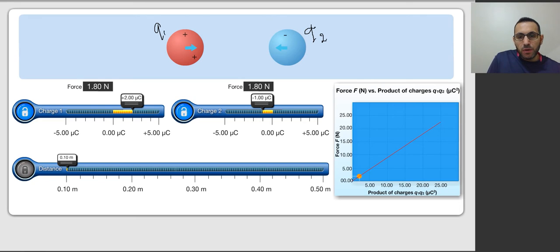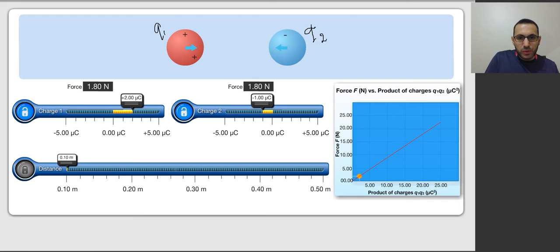Alright, so I start with Q1 = 2 and Q2 = -1. Again, we are studying the effect of the product of Q1 and Q2 on the force. Now the product of Q1 and Q2 here is 2 times -1. If we take the absolute value of -1, then it's 1 times 2, which is 2. So the product of Q1 and Q2 is 2. The force is 1.80 Newton. Now, if the product Q1 Q2 is doubled, then we will see how the force is affected.